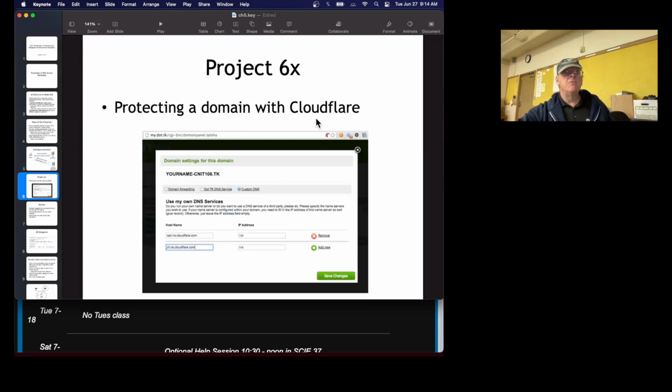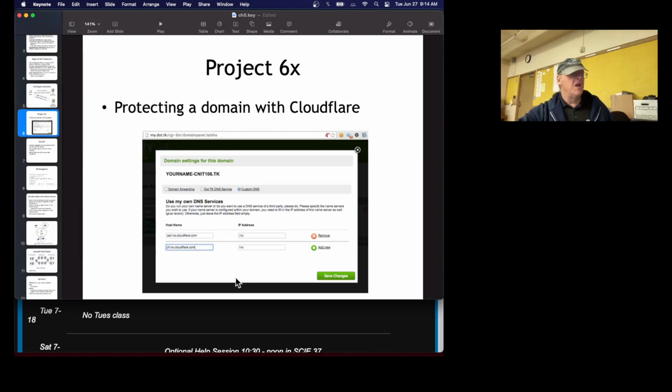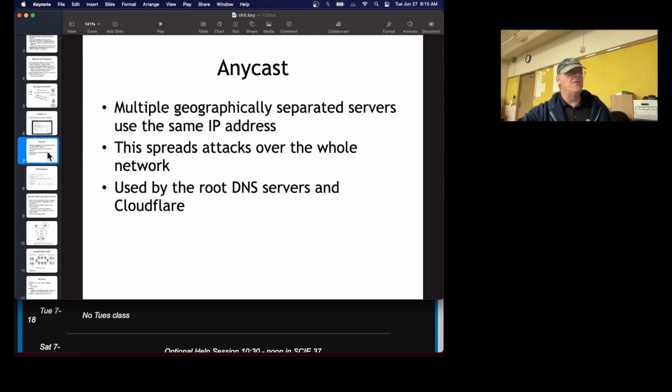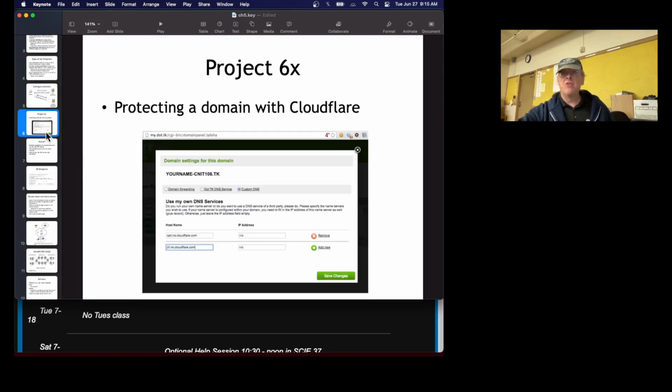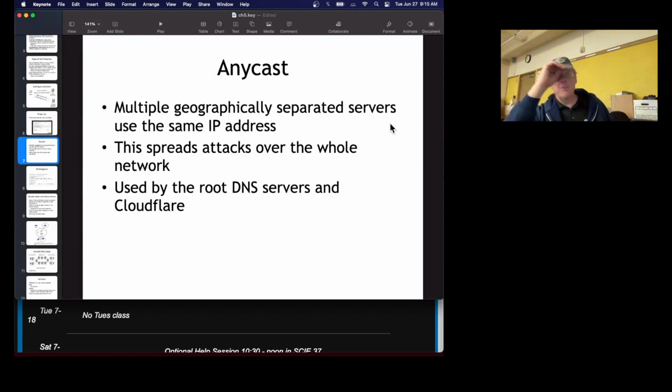And you can protect your domain with Cloudflare. I don't know if I got this in the projects anymore. I think I don't, but Cloudflare is a good service. You make them your authoritative DNS server, and then all your traffic goes to Cloudflare first, never anywhere else. And you trust them to stay up because they are geographically distributed, very strong network, almost impossible for anybody to take down. All right, and they're protected by Anycast.